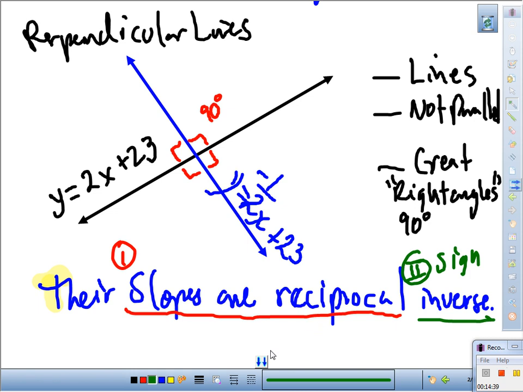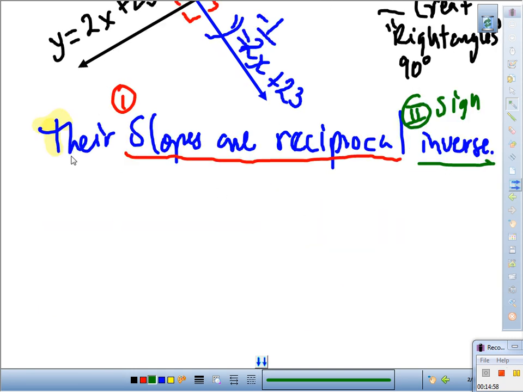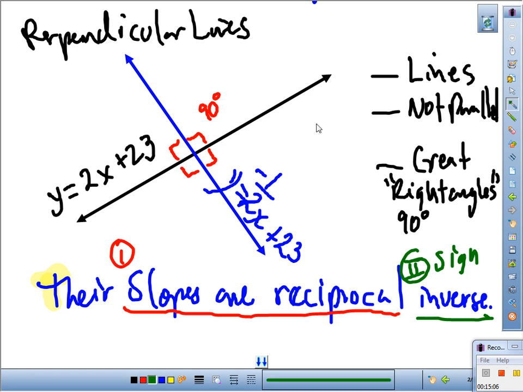All right? So let's see. This is the only requirement for perpendicular lines. So if this is true, is this the only equation for this line? Talk it over with your neighbor, please.